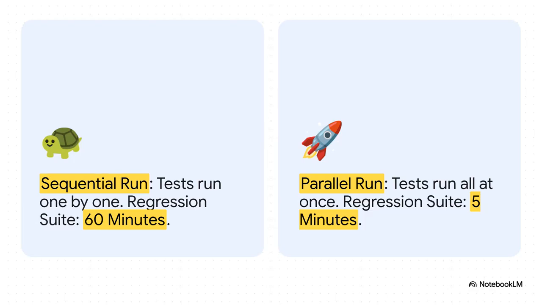And the difference is just staggering. The old way, running tests one by one, a decent regression suite could easily take an hour. But with isolated tests, you can run them all at the same time, in parallel. That same 60-minute suite can be done in just 5 minutes. This completely changes the feedback loop for your entire team.